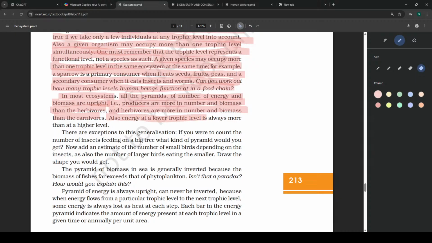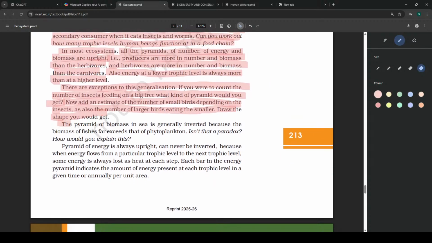Also, energy at a lower trophic level is always more than at a higher trophic level. There are exceptions to this generalization. If you were to count the number of insects feeding on a big tree, what kind of pyramid would you get? Obviously, an inverted pyramid. Now add an estimate of the number of small birds depending on the insects, and the number of large birds eating the smaller birds. It would be an inverted pyramid, yes, probably an inverted pyramid.